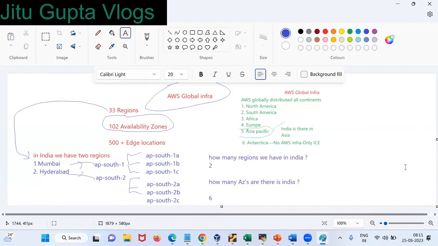Clear, everyone? Any doubts? Online, offline, non-IT, career gap, IT. Any doubts? No doubts, right? Okay. Very good. This is very important. In an interview they may ask how many regions we have, how many availability zones we have as of now, and in India how many regions. 2. It's updated to 2. Earlier it was only 1.